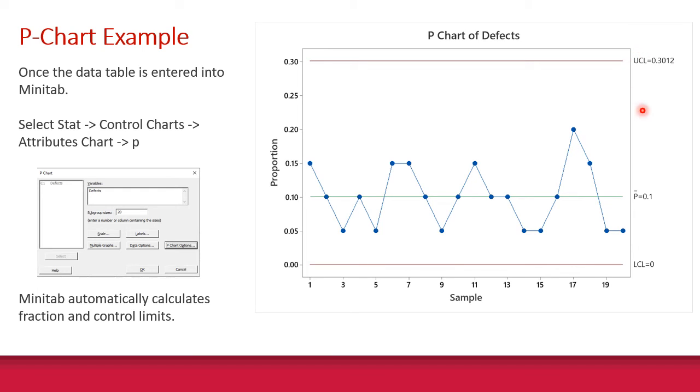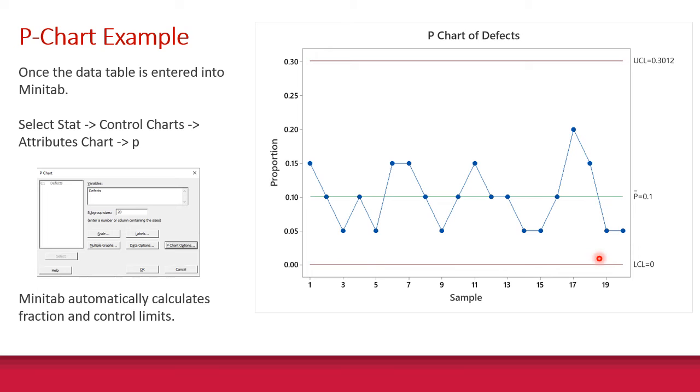And here you can see that Minitab gets 0.3012, which is what we had. We didn't carry the extra decimal digit. And it gets 0 for the lower limit, and it plots P bar. You can see it plots the proportion versus the samples we've drawn. We drew 20 samples.